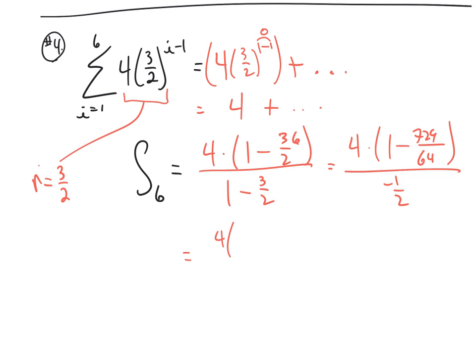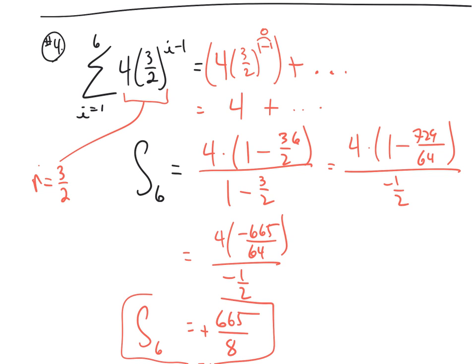Inside the parentheses, 1 minus 729/64ths is negative 665/64ths. And then when I multiply that by 4 and divide by negative 1/2, let's see where we turn out. And let me see if I punched it out okay. I ended up at 665/8ths. 665/8ths would be the sum of the first 6 terms.